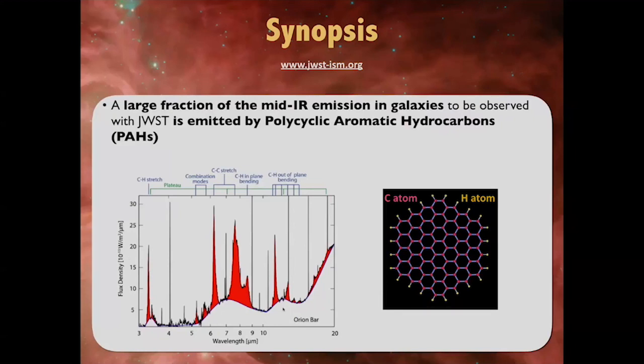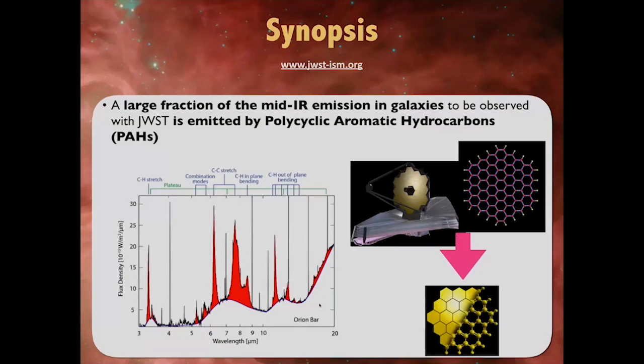This is an ISO spectrum of the Orion Bar, and you can see that it's dominated by the emission of these molecules, where you have a few main features as well as a lot of weaker bands. And just to make sure, while PDRs as well as PAHs were not one of the four main drivers to build JWST, I would like to point out that the mirror of JWST has exactly the same structure as a PAH molecule. And so we like to say that JWST is made for PAH research.